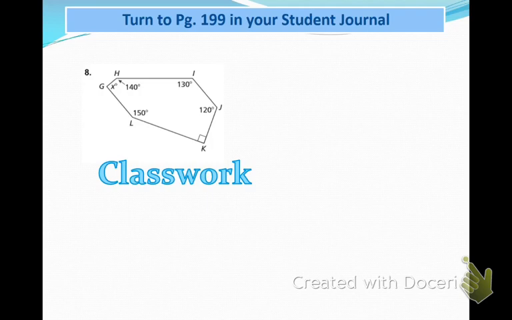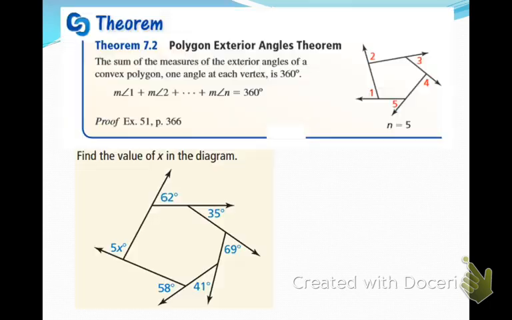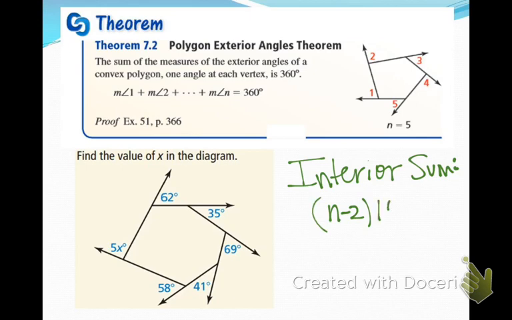We're going to learn the last theorem. We have one last thing to do. If you look on page 198 at the very bottom in your student journal, this is the last theorem. What kind of angles are in this theorem? You literally just have to read it. Exterior angles. So before, when we had interior angles, if we found the interior sum, what did we have to do? How did you find the sum of the interior angles? Thank you. n minus 2 times 180.